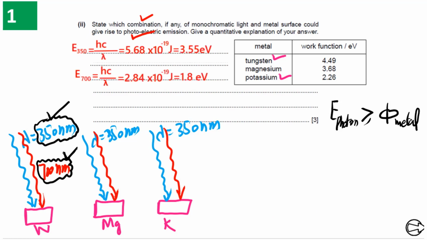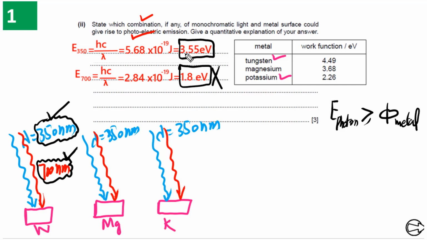As you can see here, I have already calculated the energy of these photons. So the first photon has this much energy, that is 3.55, and the second photon has this much energy, that is equal to 1.8. As we can see here, 1.8 electron volts is less than the work function of any metal. So it means in this case there will be no emission of photoelectrons.